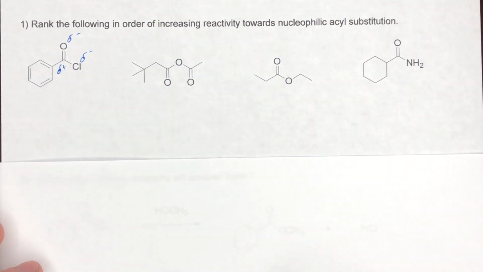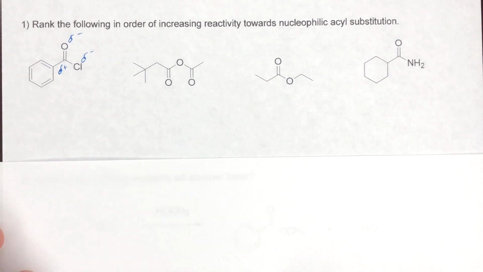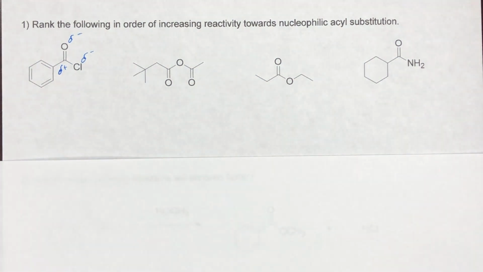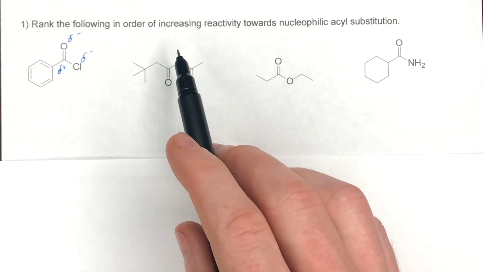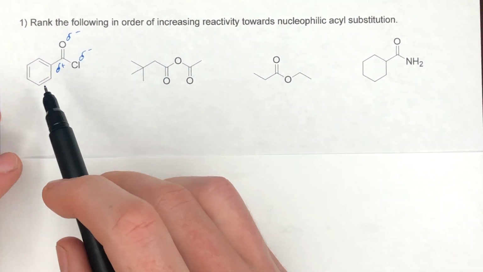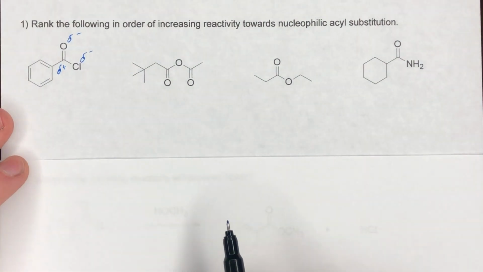We also know that chlorine is a very weak conjugate base because it is the conjugate base of HCl, which is a strong acid. So that again suggests that the chlorine is an excellent leaving group. So we would expect this to be extremely reactive. We need to go in increasing reactivity, so the least reactive first. So at this point, we can just say that this acyl halide is extremely reactive.